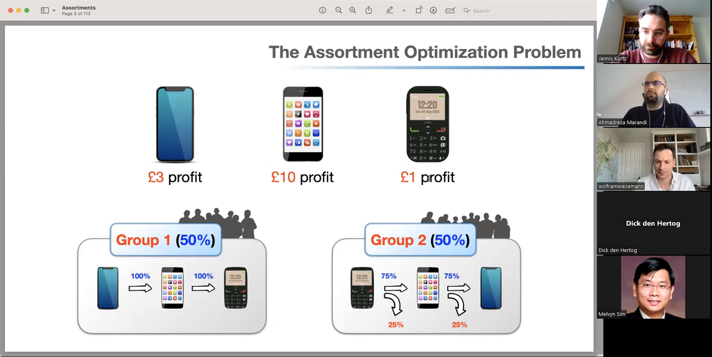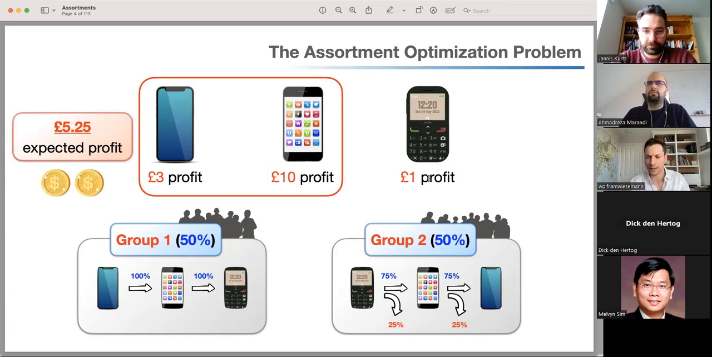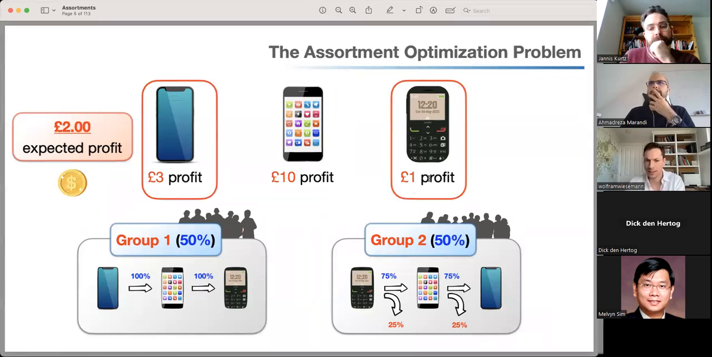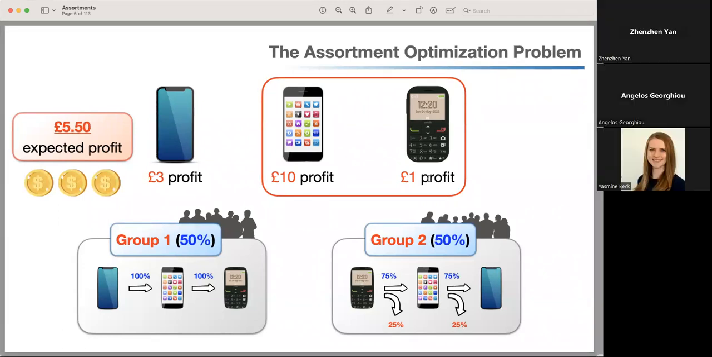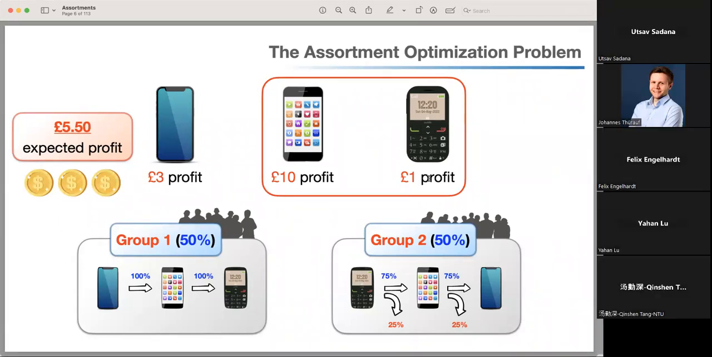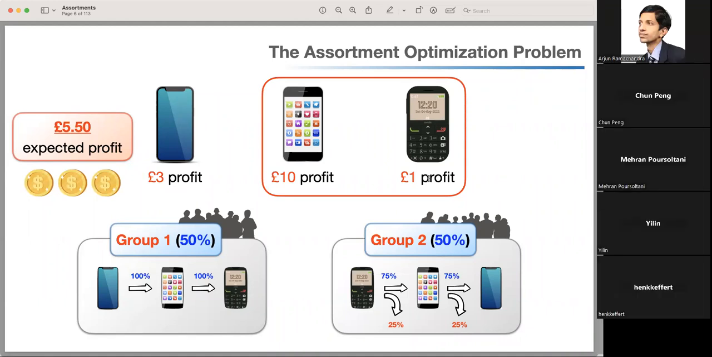Now in this setup, there are exactly 3 assortments that we can consider, because we are tasked to build an assortment of exactly 2 products. So the first assortment would contain the first 2 products, and it would lead to expected profits of £5.25. The second assortment would contain the first and the last product, leading to expected profits of £2. And the optimal assortment, in view of our profit maximization objective, would be the assortment that contains products 2 and 3, with expected profits of £5.50.